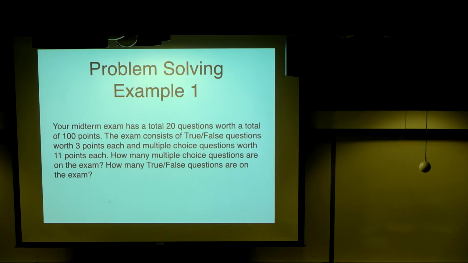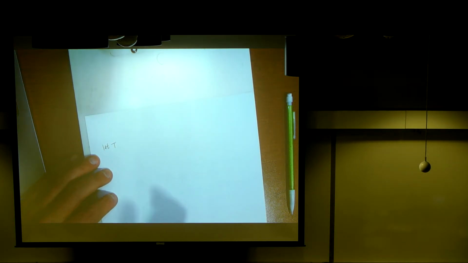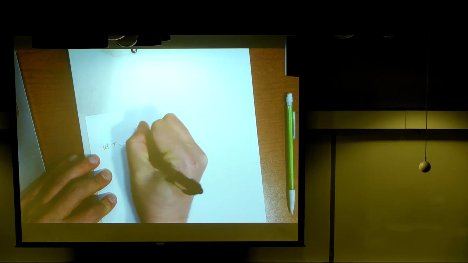So let's go through it. So first thing I'm going to do is just state what my unknown quantities are. I can pick any variable I want for my unknown quantities, but it kind of makes sense to say T is the number of true-false questions.